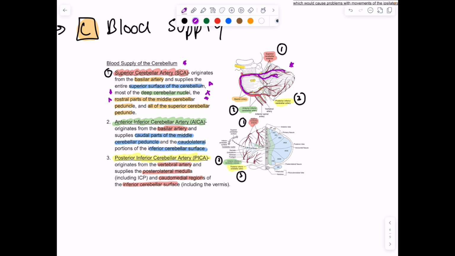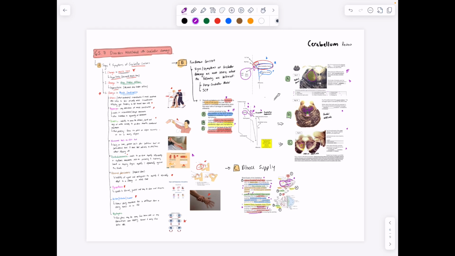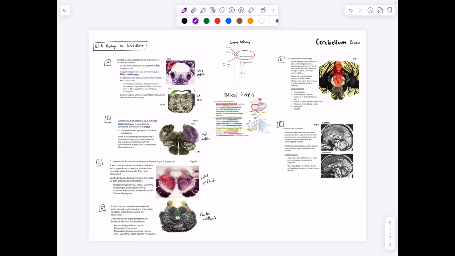All right, then you have the anterior inferior cerebellar artery, and exactly that, anterior and inferior. From basilar, caudal parts of the middle cerebellar peduncle, caudal portions of the inferior cerebellar surface, so inferior, nice, anterior, just follow that. And then same thing, we have posterior inferior cerebellar artery. This is actually coming from the vertebral artery, and it's going to posterior lateral medulla, but then also the caudal medial regions of the inferior cerebellar surface. Okay, so superior cerebellar artery, anterior inferior cerebellar artery, or posterior inferior cerebellar artery. Those are our three targets for blockage.